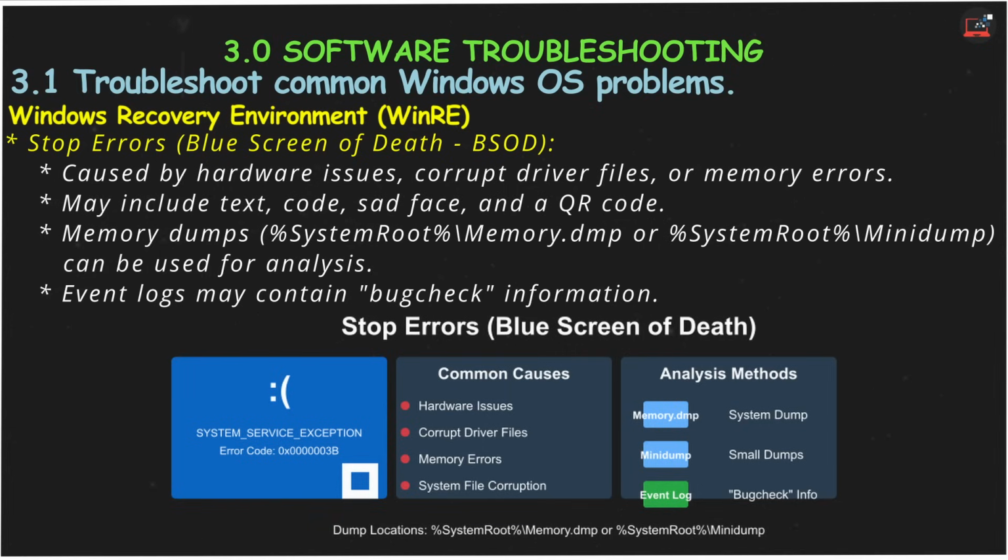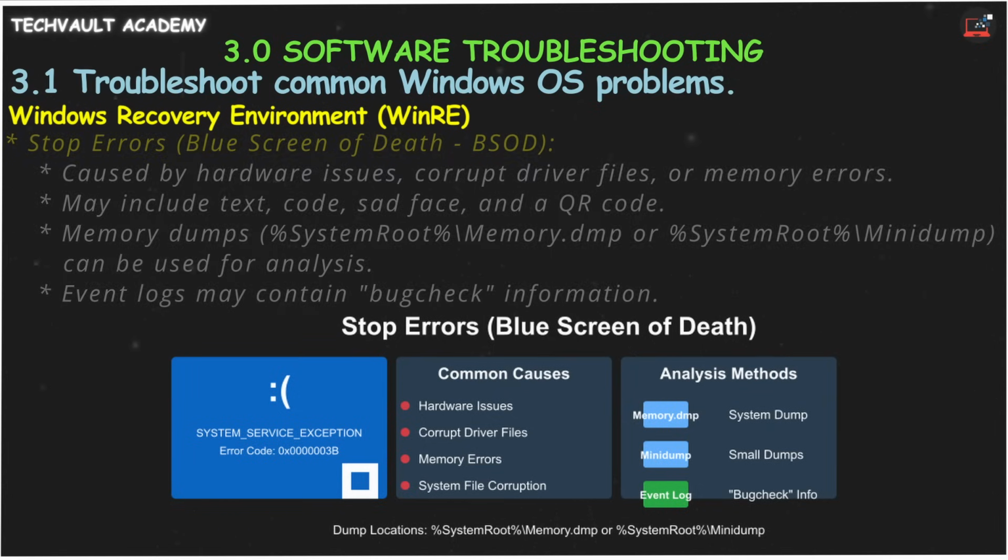May include text, code, a sad face, and a QR code. Memory dumps: %SystemRoot%\MEMORY.DMP, or %SystemRoot%\Minidump. Mini dump can be used for analysis. Event logs may contain bug check information.